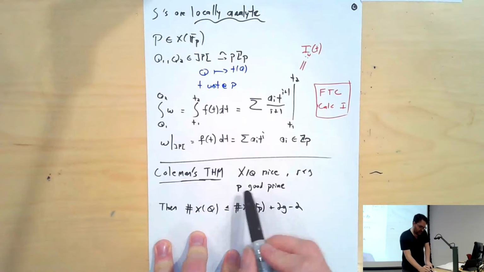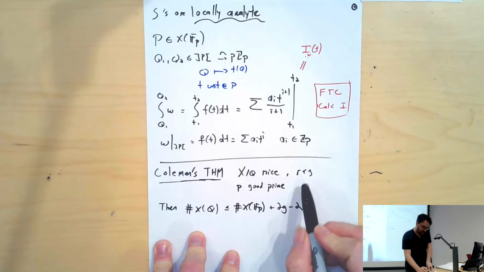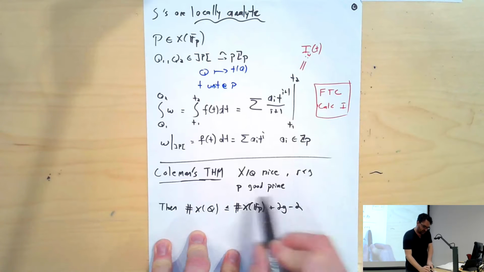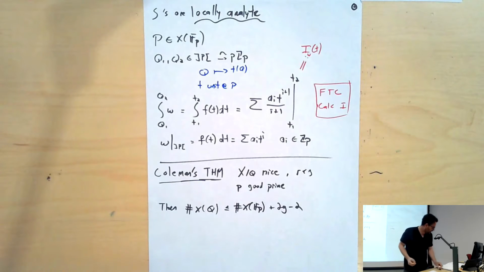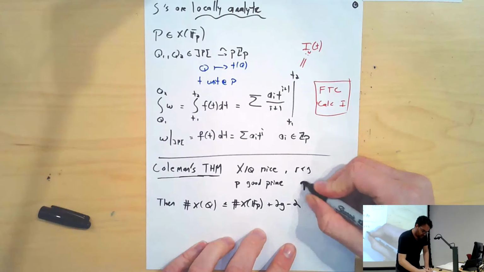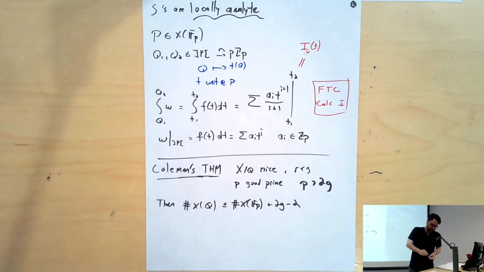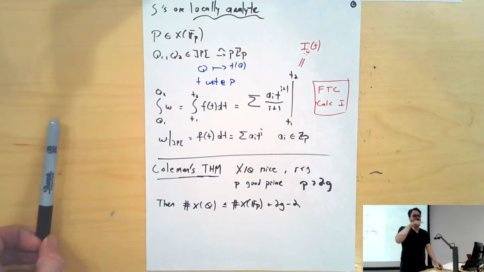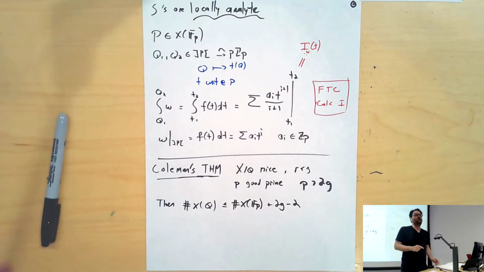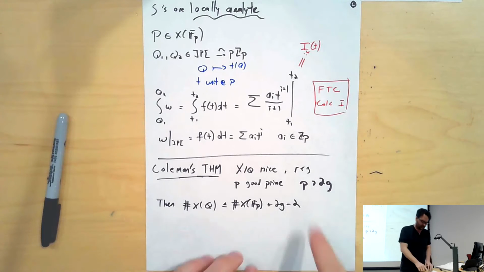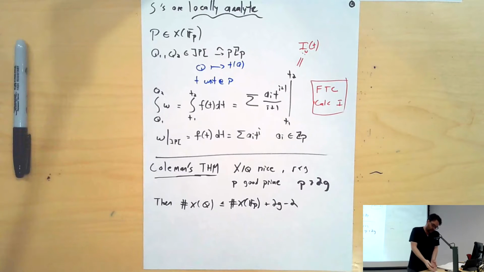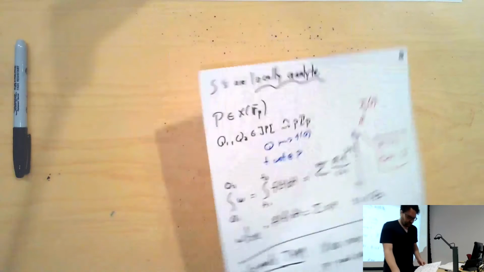And the output is, if you have a nice curve, rank less than genus, and P a good prime, and I left off a hypothesis, I want P at least 2G. So before we had 2R plus 2. If R is at most G minus 1, 2R plus 2 is at most 2G. Okay, so this is slightly coarser, and we get this bound. So let's prove that.